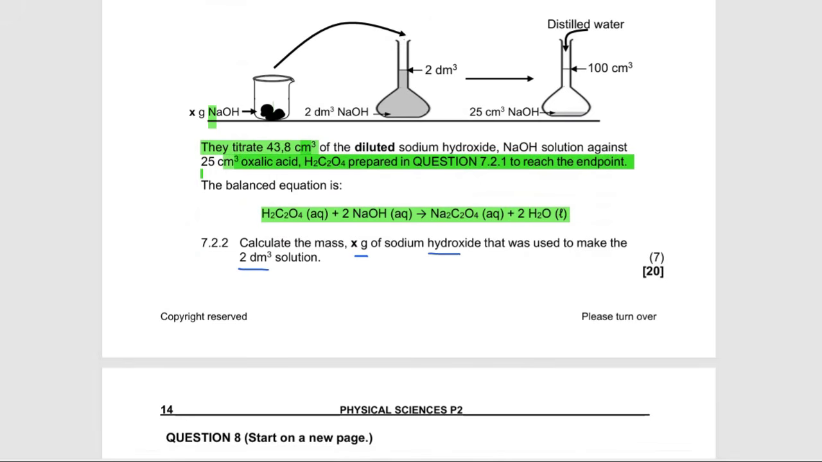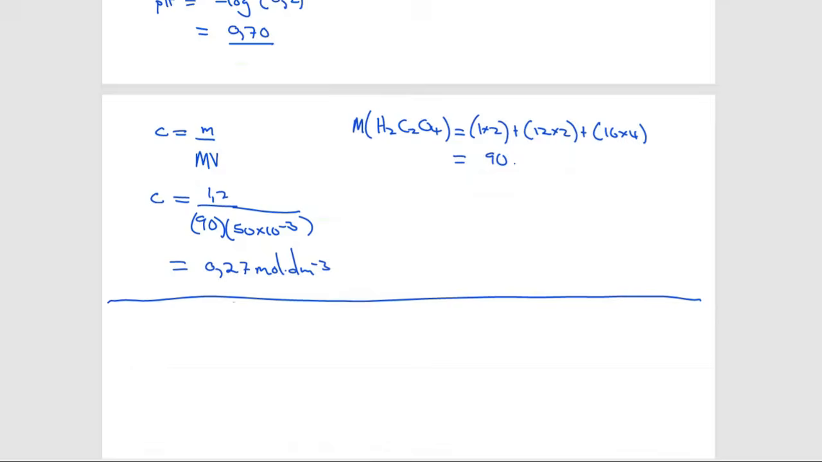I'm going to start with the number of moles, right? So the number of moles of H2C2O4 is equivalent to, remember, our concentration is equivalent to the number of moles all over the volume. So what I did here is to make the number of moles the subject of the formula. Therefore, the number of moles is equivalent to C times volume, right?